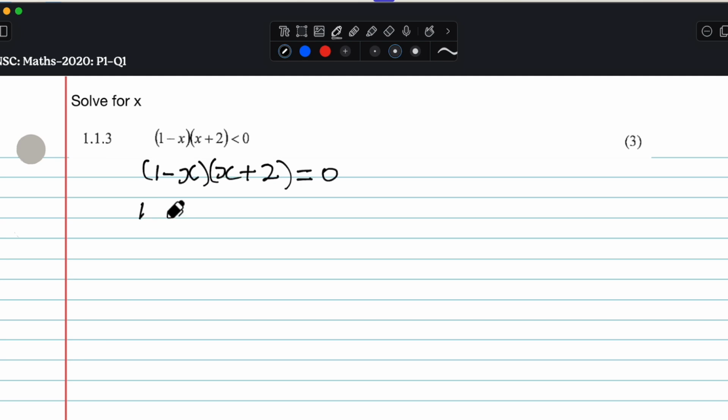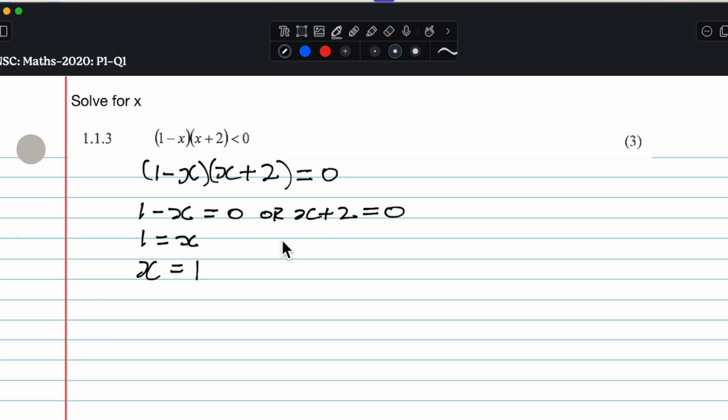So we will say 1 minus x equal to 0, or x plus 2 is equal to 0. Right, so we should know what to do at this point. We will isolate the variable. So 1 is equal to, move this to this side, becomes positive. So 1 is equal to x, or you can express it as x is equal to 1.